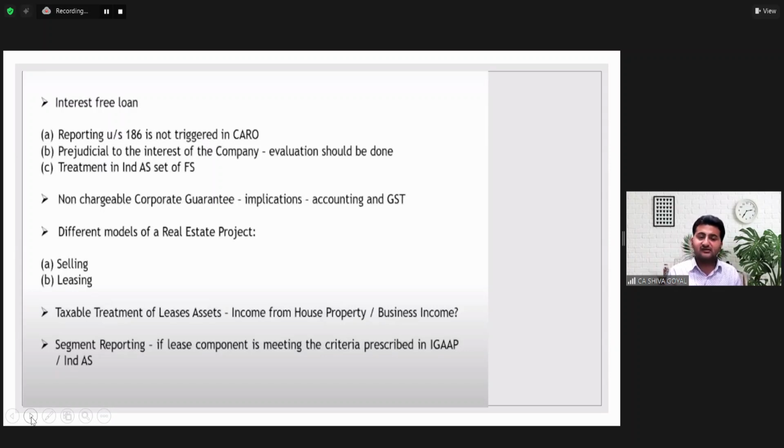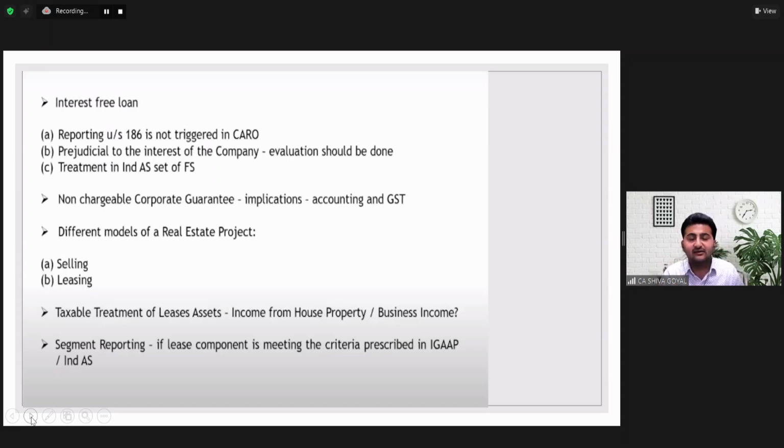Then interest-free loans: in case certain loans or advances to related parties are being deployed, then it has to be seen accordingly. Then non-chargeable corporate guarantee implications are the main things. I would rather make one point here, that GST in the case of a corporate guarantee, when it is given by the parent company to a subsidiary or vice versa, is charged on the 1% deeming value or the actual consideration, whichever is higher, and 18% GST is levied on that particular part.